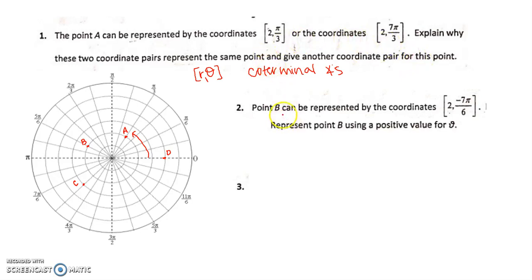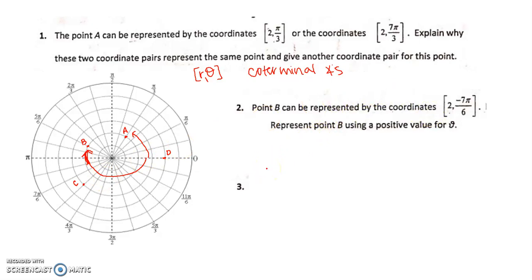So if you look at point B, it says it can be represented by the coordinates 2, negative 7 pi over 6. So again, it's on the second circle away, its radius is 2. It's coming from that x-axis at 0 all the way past your pi here up to what would be 7 pi over 6 if I was going in that direction. So that's negative 7 pi over 6.